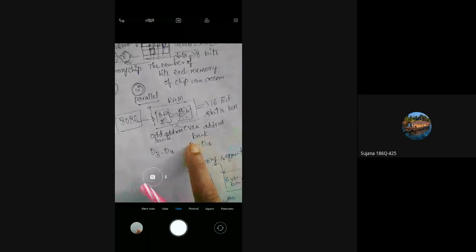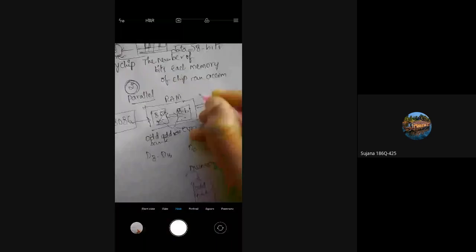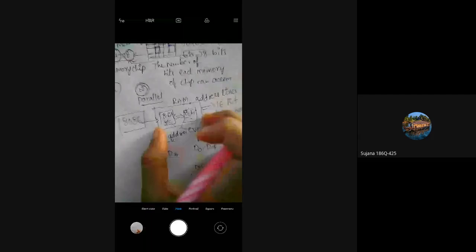Next, we have to connect the address lines of this memory chip with the 8086 microprocessor. Whatever address lines are present in the memory chip will be connected to the 8086 processor. Next, we have to connect the read and write commands, RD bar and WR bar, and establish the connections for them.